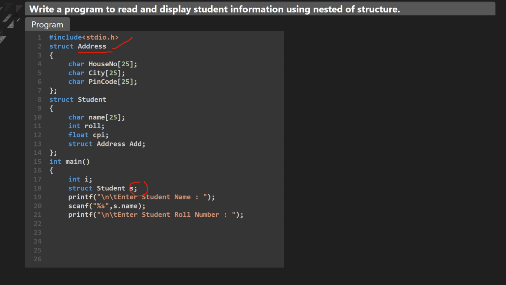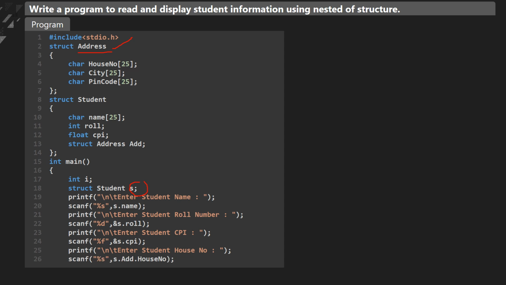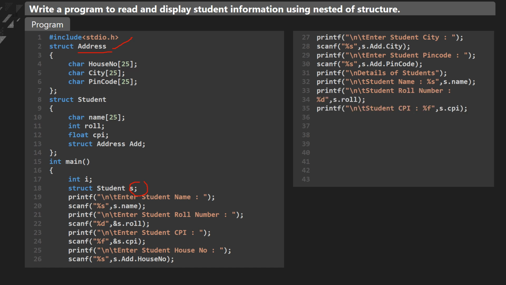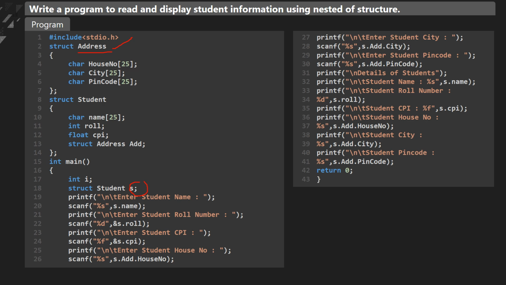Enter the student name, entered in s dot name. You know how to store values or access the members of the structure using the dot operator. Enter the roll number and so on. Then enter the house number of the student. S is the student object, then you use the reference of the address, that is, s dot add dot house number. Similarly for the city and so on. Then you can display all this directly.